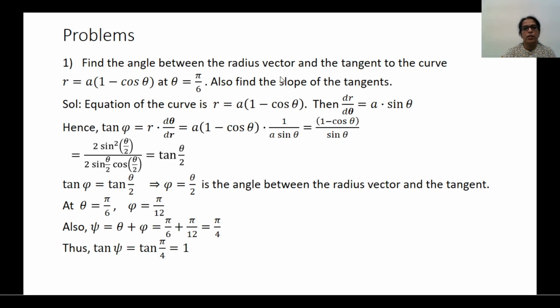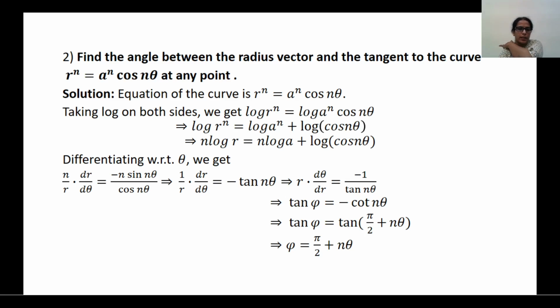Now we shall find the slope of the tangent. Okay, slope of the tangent is nothing but tan psi. So we must find out psi. What is psi? Psi is given by theta plus phi. Theta they have given, it's pi by 6, and phi we have found out, it is pi by 12. So pi by 6 plus pi by 12. Simplify this by taking the LCM. You will have pi by 4. The slope of the tangent tan psi equal to tan pi by 4. Pi by 4 means 45 degrees. What is tan 45 degrees? It's 1.